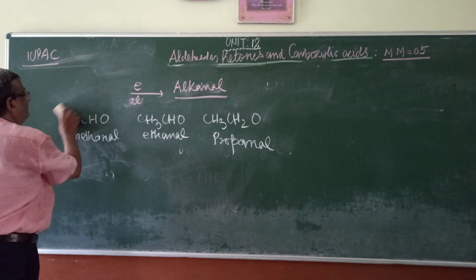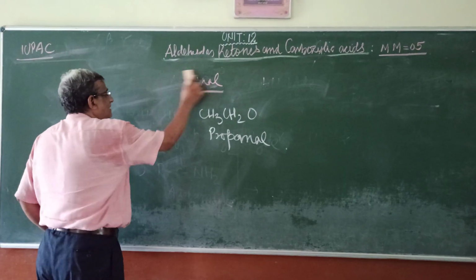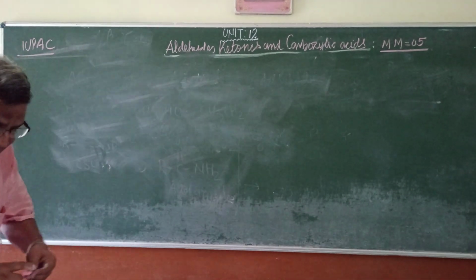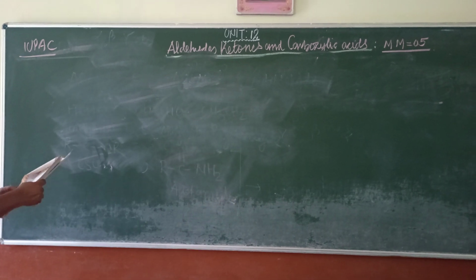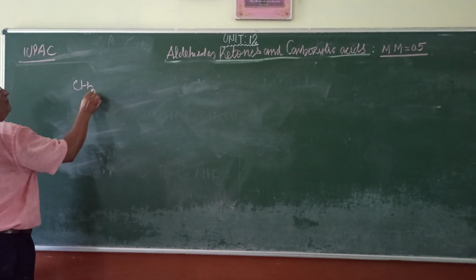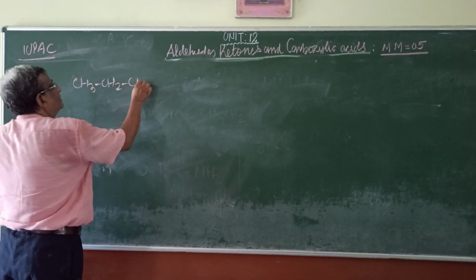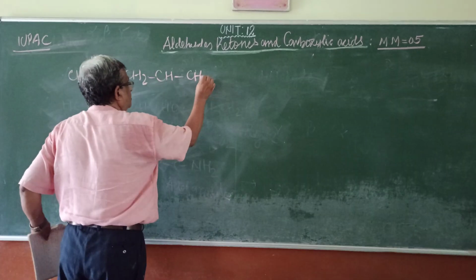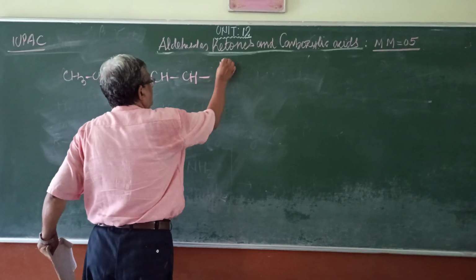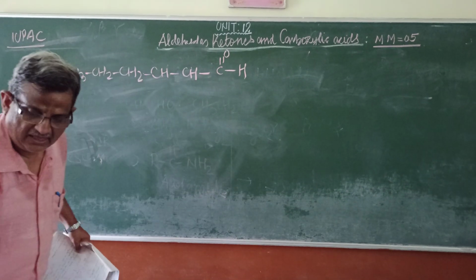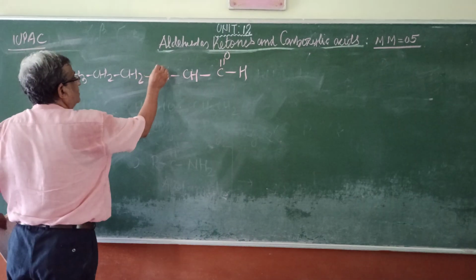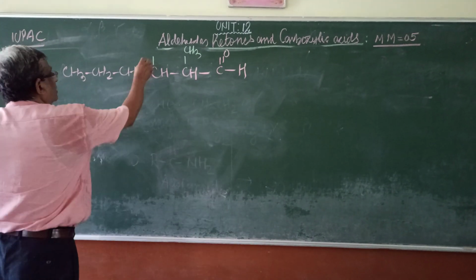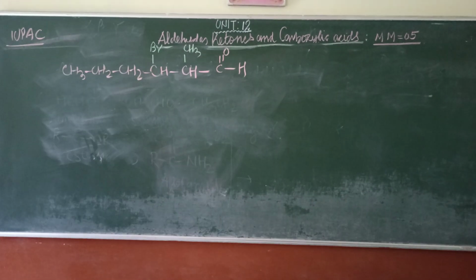And now I will name one compound, and this question was asked in the board examination. It's a long compound. I write here CH3, CH2, CH2. Please be very careful. CH3, CH2, CH2, CH, CH, CH, CH, and C double bond O H. Now here, this is your CH3 attached here, and here to this CH we have Br. How to name this compound?